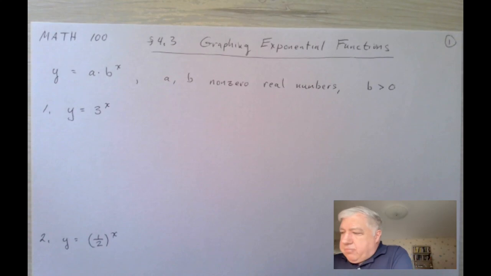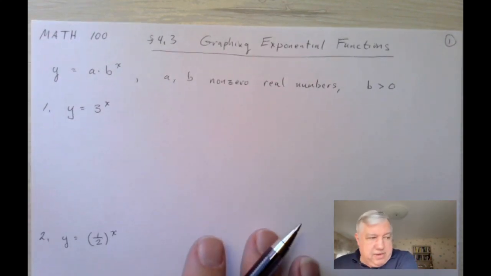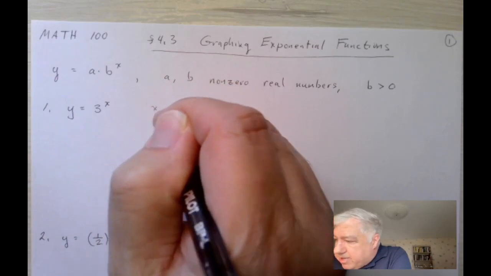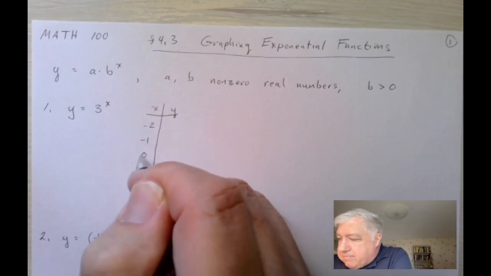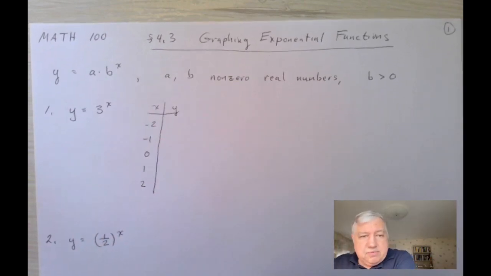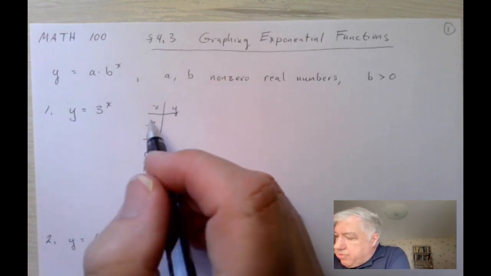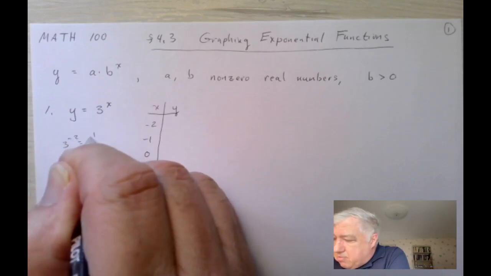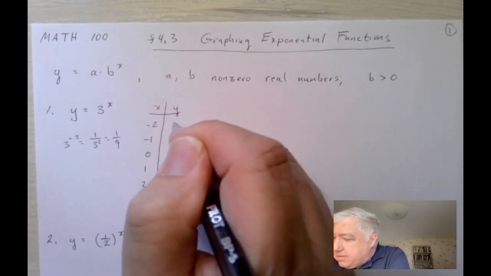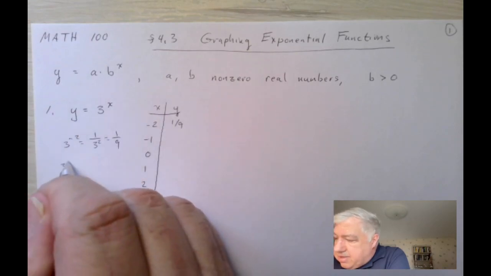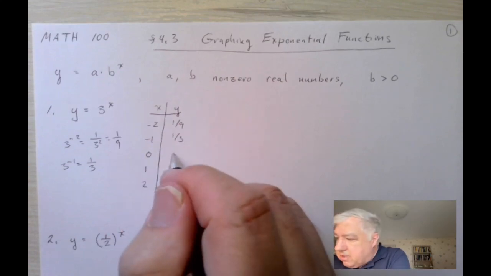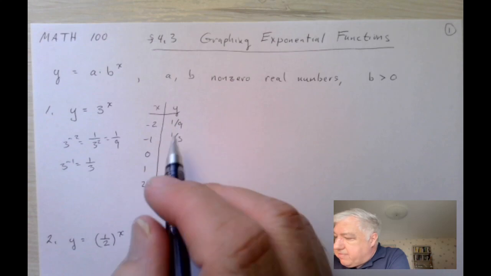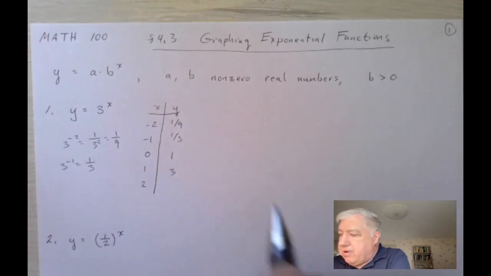So let's look at an example with the function y equals 3 to the x. If we want to plot this, we can start off by plotting a few points. I'm going to take the same values of x: negative 2, negative 1, 0, 1, and 2. Let's see what we get. 3 to the minus 2, remember, is 1 over 3 squared, so that's 1/9. 3 to the minus 1 is 1/3. Anything to the 0 power is always 1. 3 to the first is 3, and 3 squared is 9.